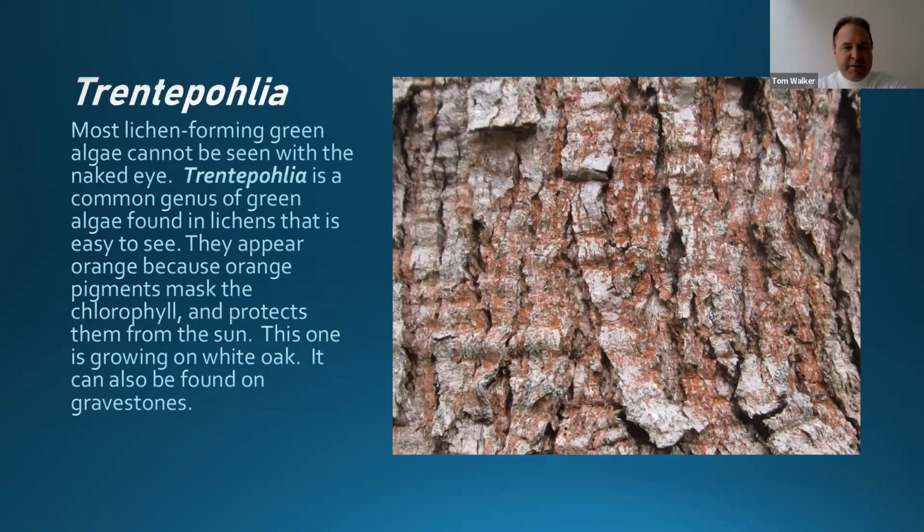Here's Trentepohlia. Most lichen-forming green algae cannot be seen with the naked eye. Trentepohlia is a common genus of green algae that is easy to see because of these red-orange pigments. These pigments, mostly carotenoids, will protect the algae from the sun. And this one is growing on white oak. It is also commonly seen on gravestones.